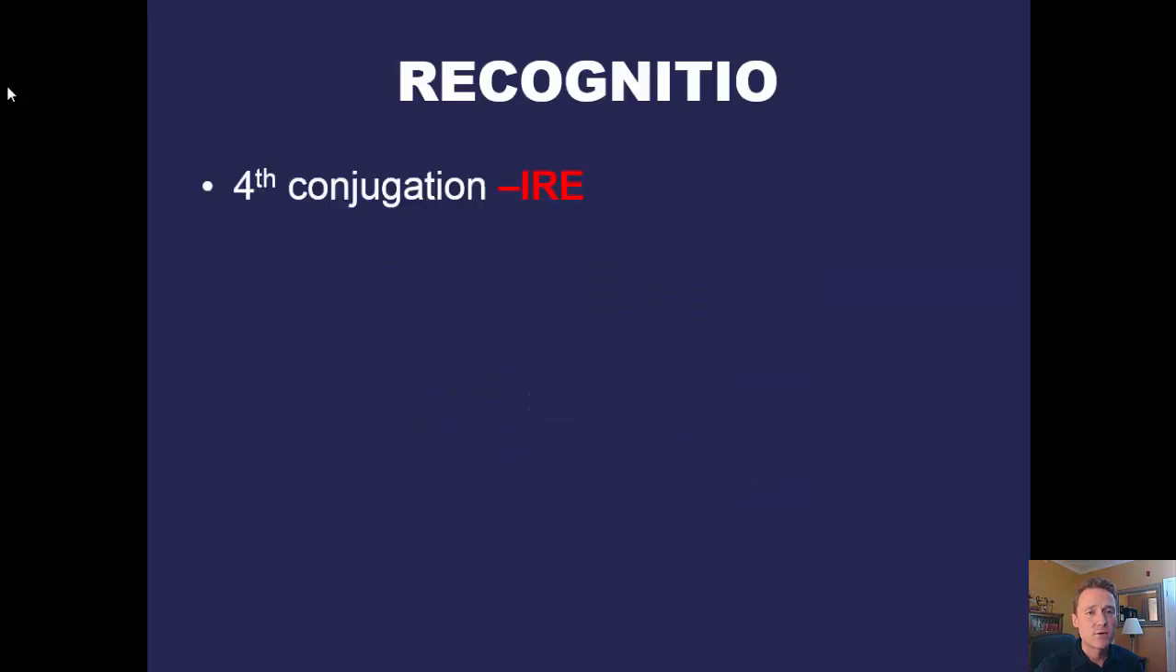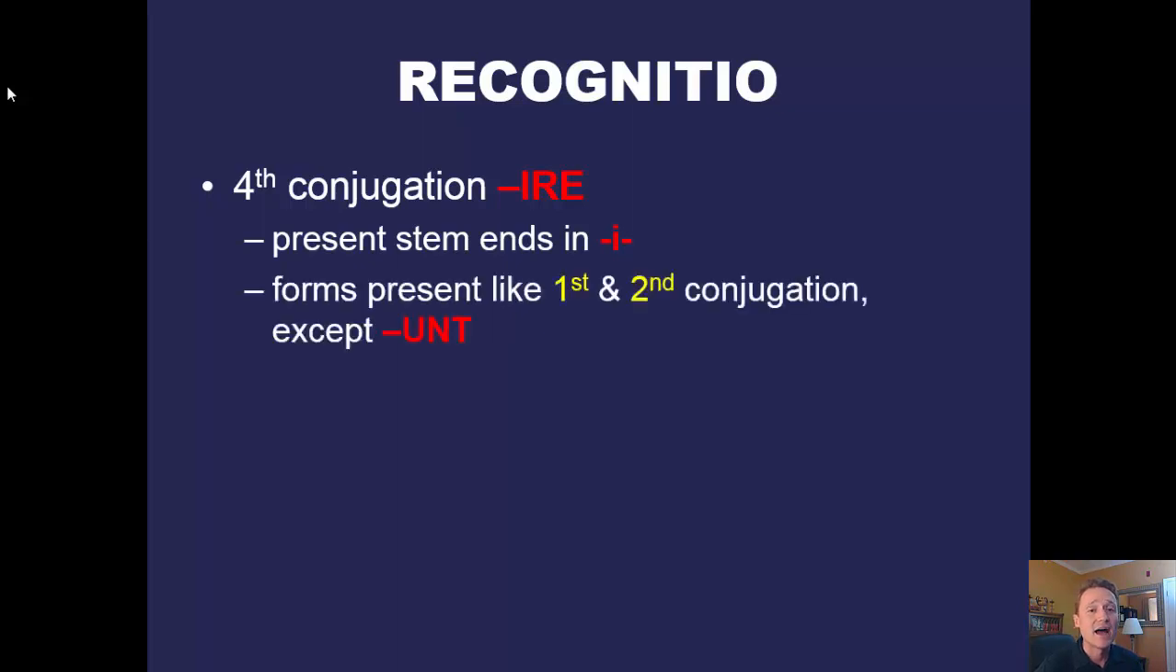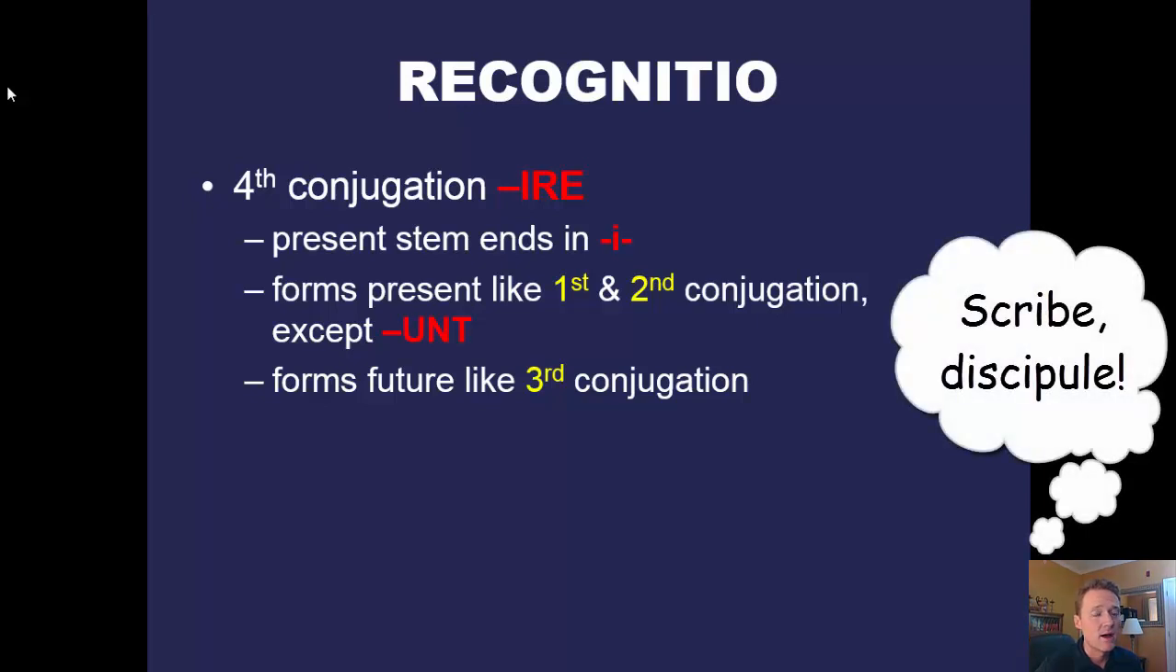We recognize the fourth conjugation because the second principal part is -ire. The present stem, therefore, always ends with the vowel I. The fourth conjugation forms its present like the first and the second conjugation, with the exception that the third person plural ends in -unt. It forms its future, however, like third conjugation, that is to say, -am, -es, -et, -emus, -etis, -ent.